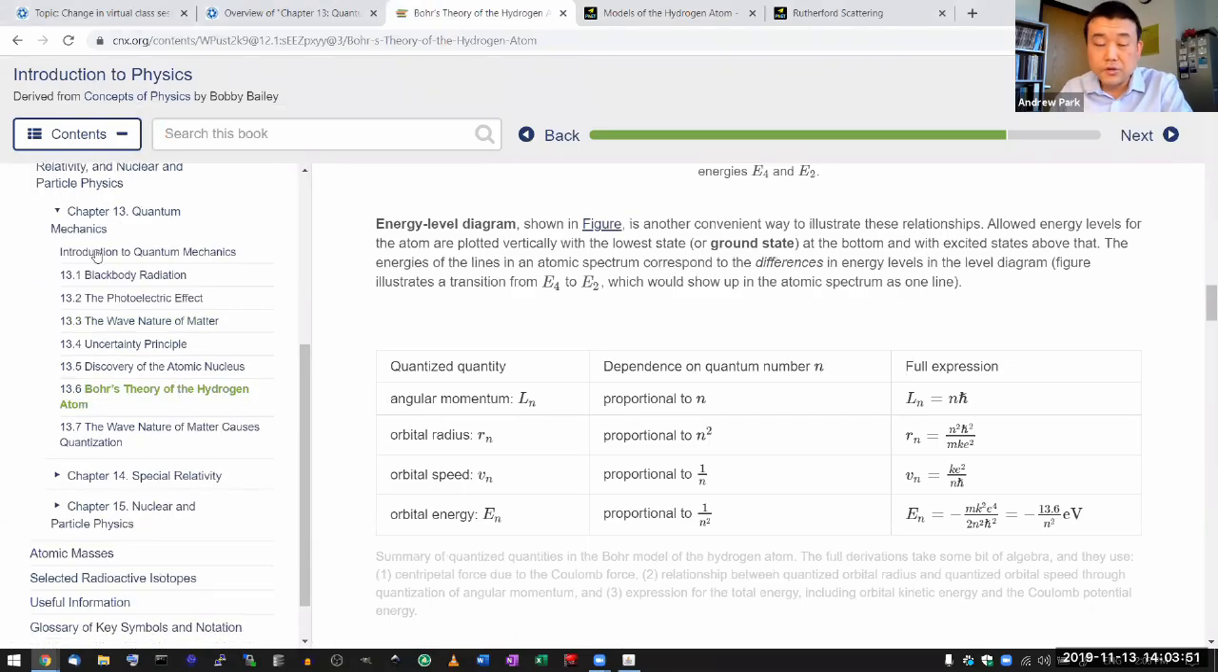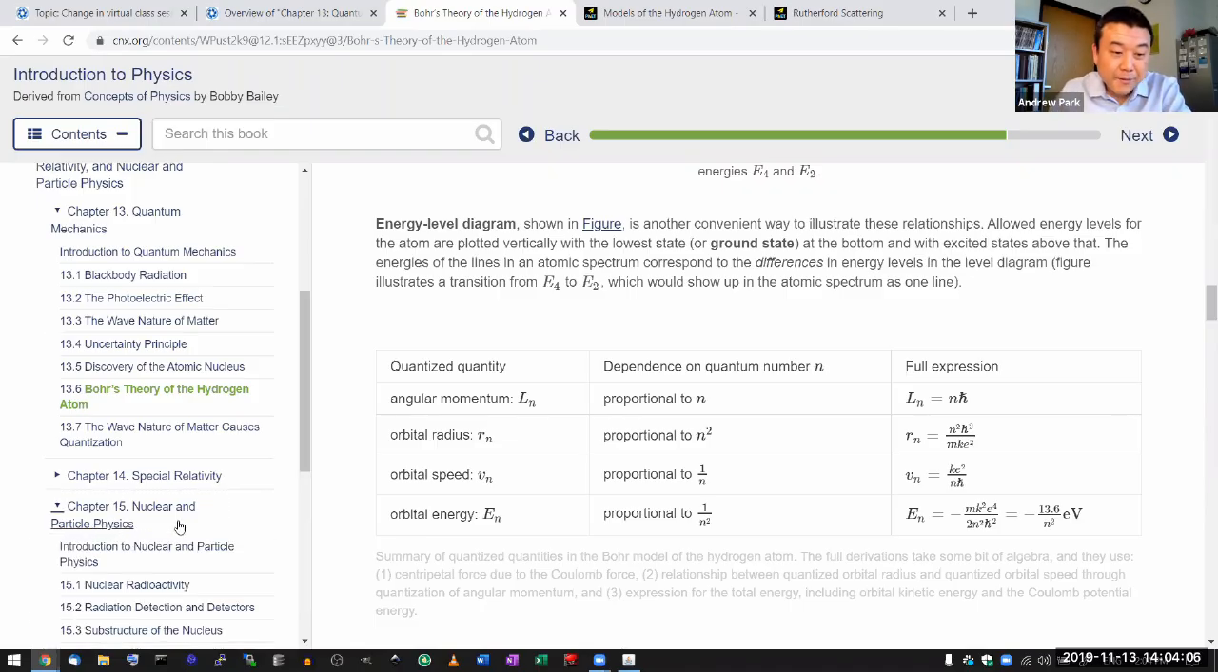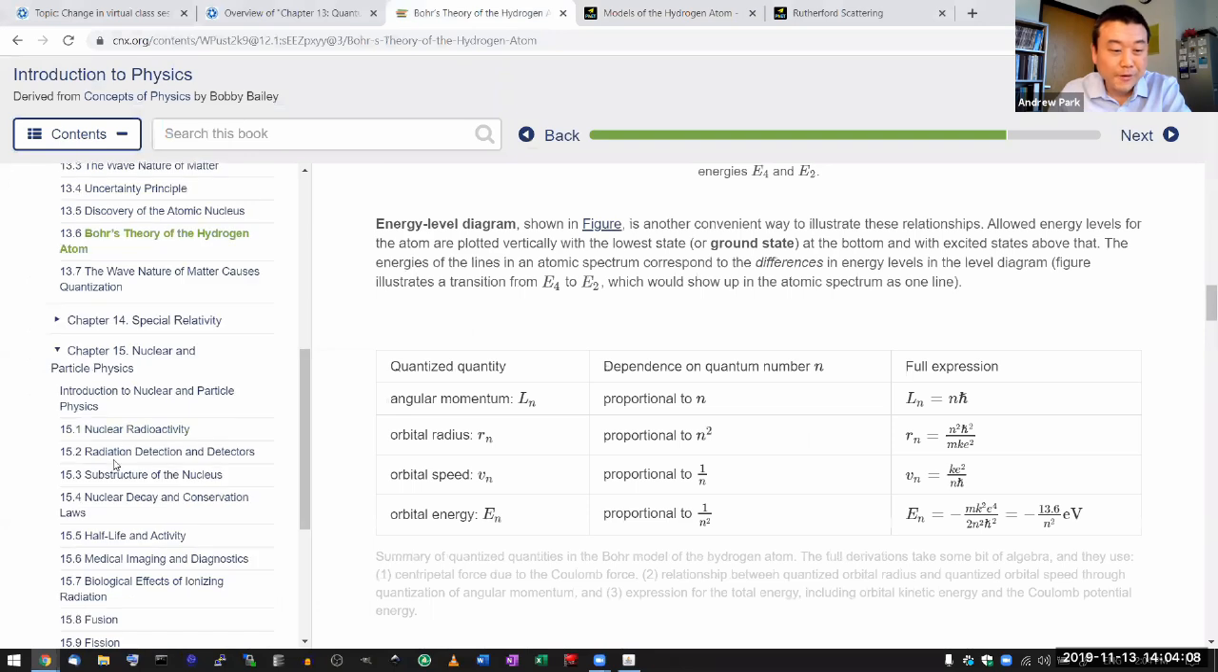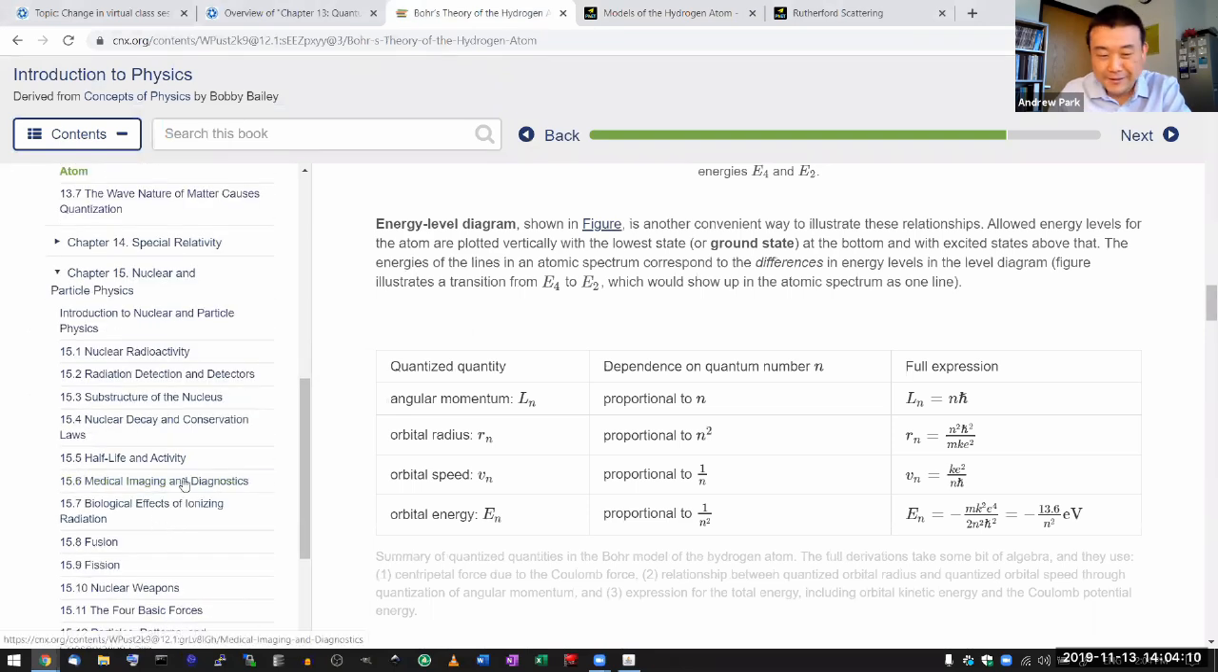This is the interesting aspect of physics. This is where I hope, if you weren't already interested in physics, that you will get interested in physics. And for many of you who are in allied health, chapter 15 is where it'll get super interesting because there's medical imaging and diagnosis. I think that's really the reason your program requires physics.